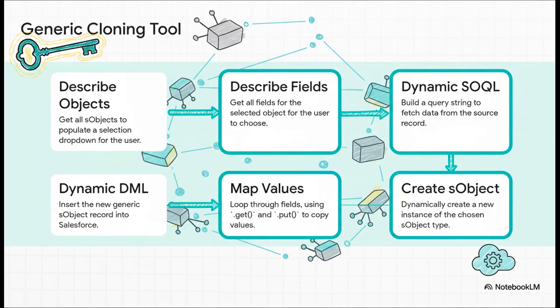First, we use a schema method to get a list of all the objects the user can see and pop that into a dropdown. Easy enough. Once the user picks one, step 2, we use another schema method to get all the fields for that specific object. Then, for step 3, we use Dynamic SOQL to build a query string based on only the fields the user selected. After that, we dynamically create a new record of that type and then use these super handy generic methods called get and put to copy the values over. And finally, step 6, we use Dynamic DML to insert the new record. It's a 6-step process that works for literally any object.